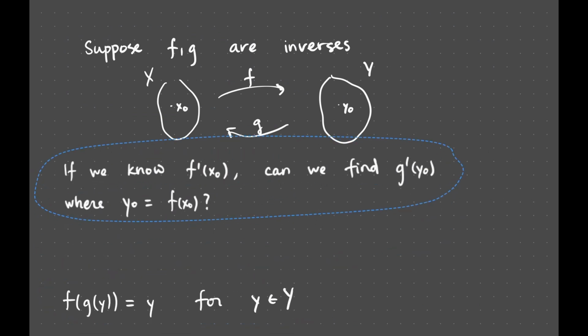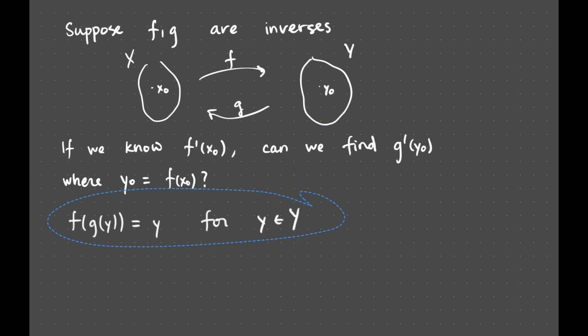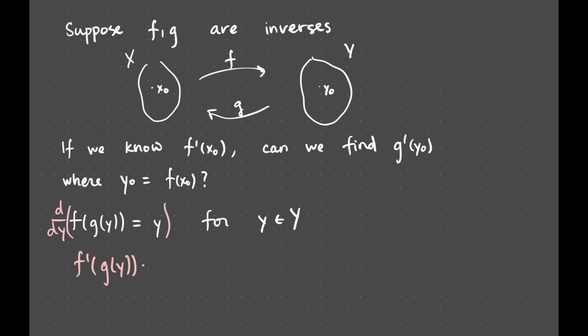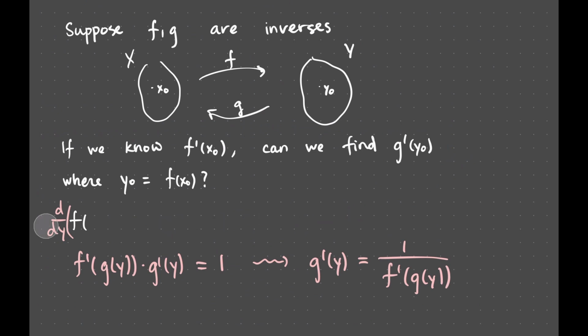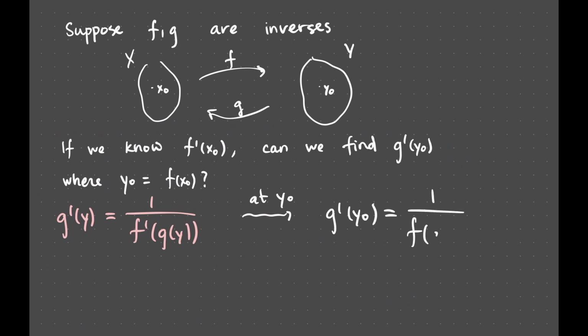To find this derivative, we'll use implicit differentiation. Specifically, we'll differentiate the relation f applied to g applied to y equals y with respect to the variable y. On the left, we'll use chain rule to get a derivative of f prime applied to g of y times the derivative of g, and on the right, the derivative is just 1. Isolating g prime of y then, we find that g prime of y equals 1 over f prime applied to g of y. At the point y naught, we have g of y naught equals x naught, and so we get the relation g prime at y naught equals 1 over f prime at x naught.